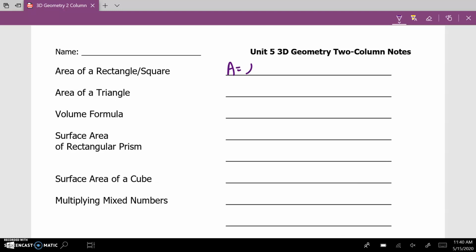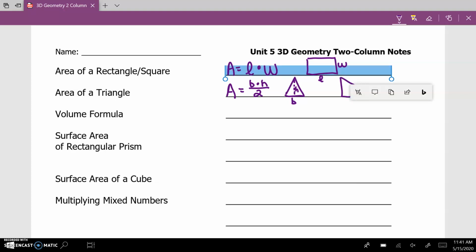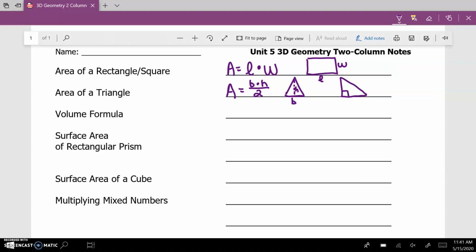So first is the area of a rectangle or a square. Remember that area is the length times the width. And if you put a little picture in here, this is the length and that is the width. Area of a triangle is the base times the height divided by 2. Remember, in a triangle, the base is the bottom, the height is usually drawn in, it's that dotted line there. Or if you had a triangle that had a right angle, this would be your base and this would be your height.